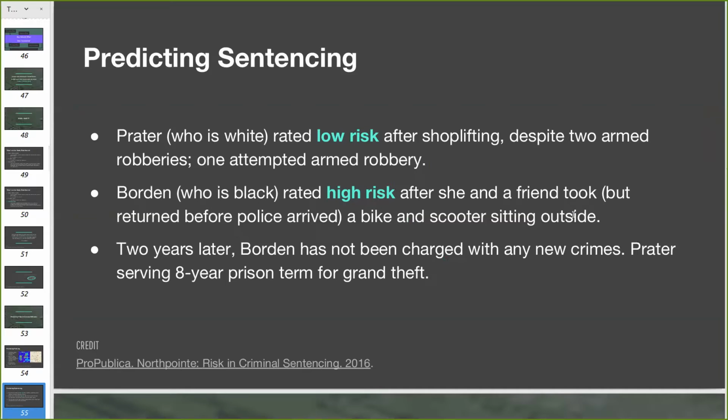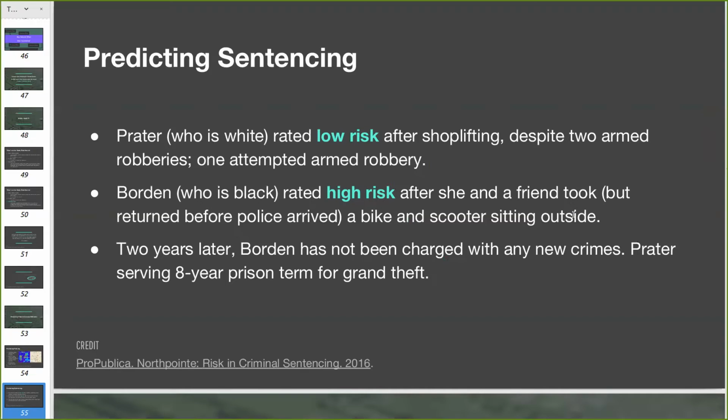Predicting sentencing. Whenever a person has committed a crime, there are some systems which predict the risk. So if a person A has committed some crime today and is arrested, he's assigned a score.